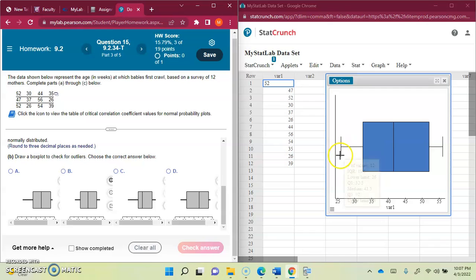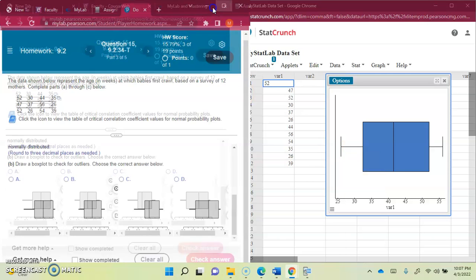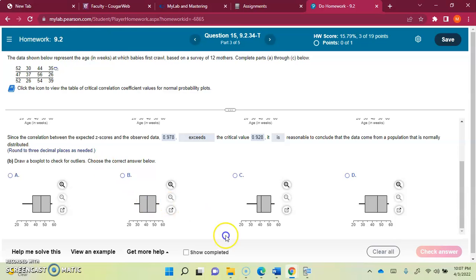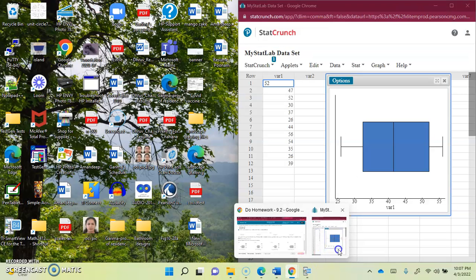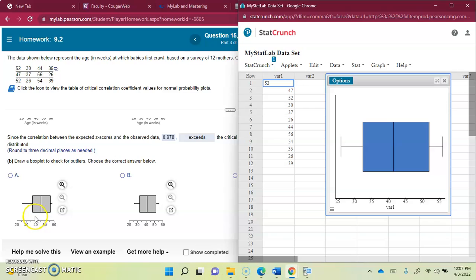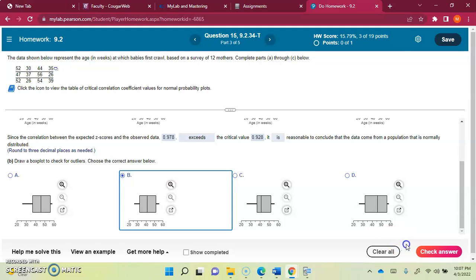So the lowest value is here, so you can see, let's make it bigger and see that again. So the middle value, the median, is 41.5, so it seems like this option. Let's check.